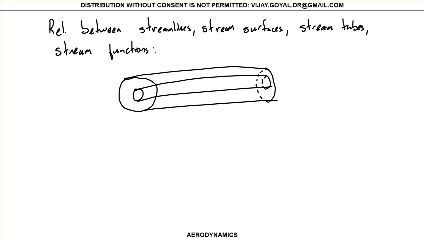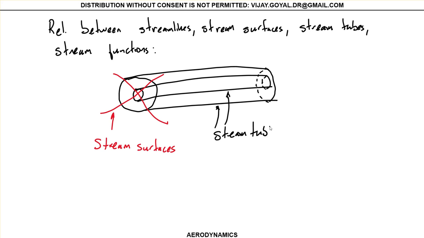Okay, and then you can have two surfaces, arbitrary surfaces, and these are what we would call stream surfaces. This is what we would call stream tubes. And you can have a case like this.